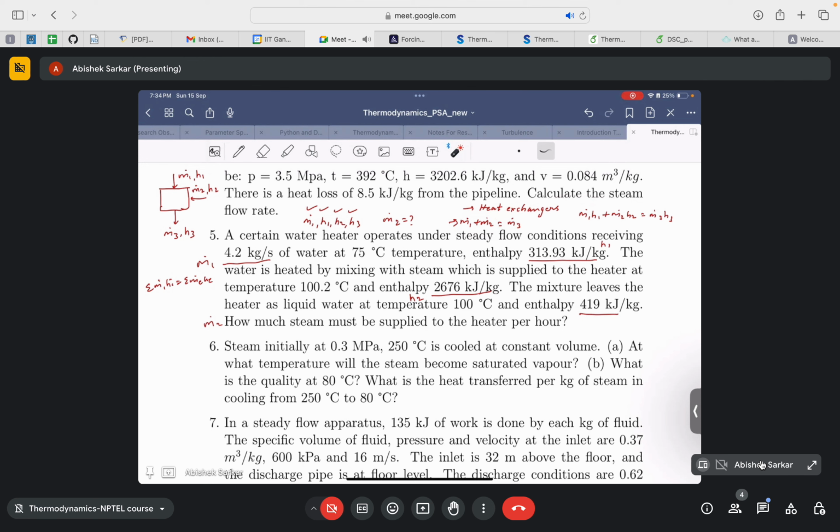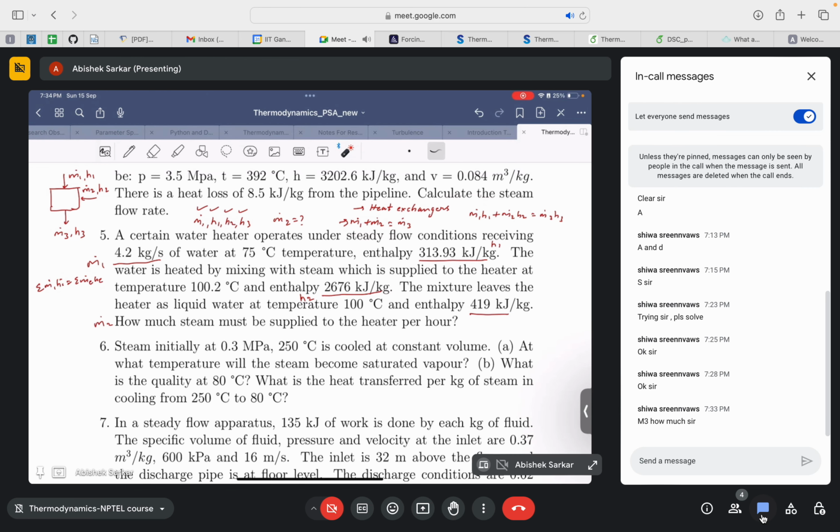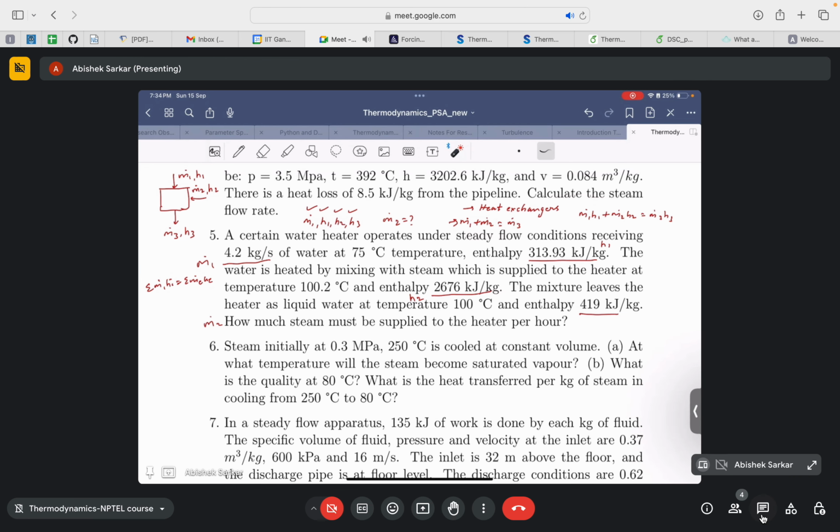So since you have recently joined, let me just reiterate the question to you. So we are solving question number 5. Let me just look into it. Srinivas, you can just continue with the solution. Okay, I am just reiterating the question for the new student.